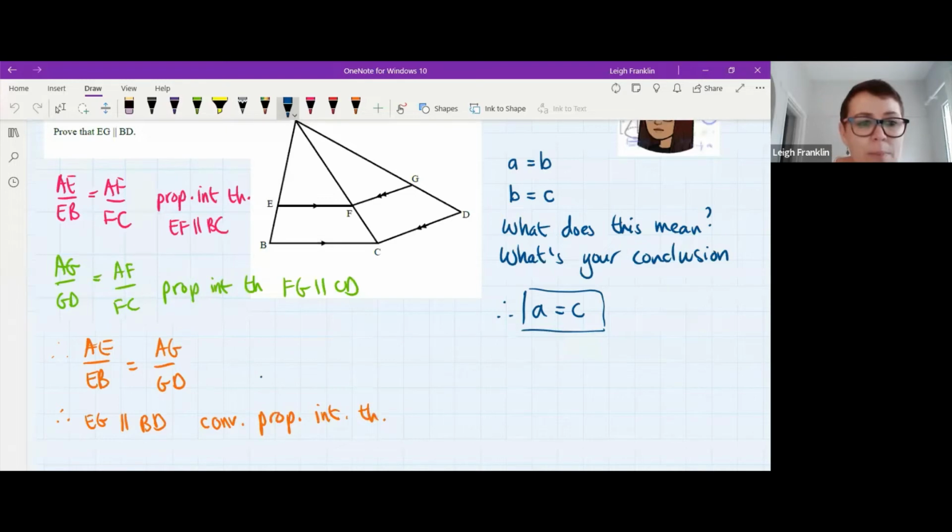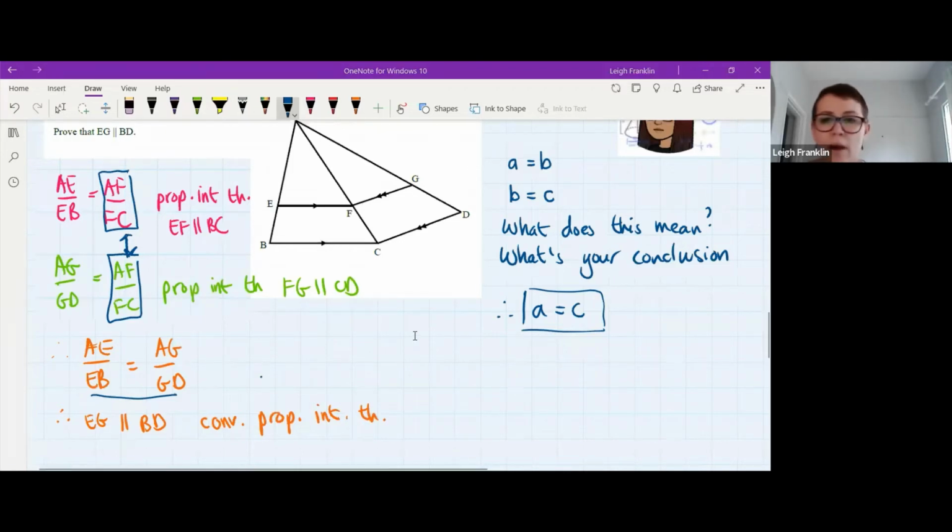And that's exactly what happened here. Can you see that both of these proportions are equal to AF over FC? Yes, ma'am. Okay, so the fact that they're equal to the same thing means that they have to be equal to one another. Thank you, ma'am. It's a pleasure. All right, are there any other questions? Anybody else want to know anything?